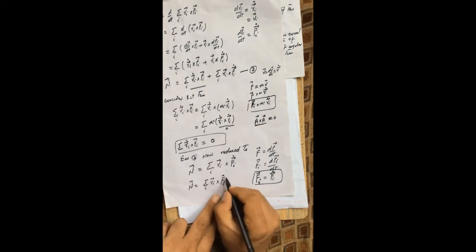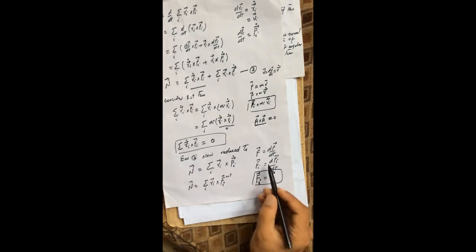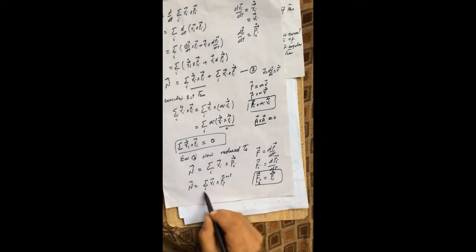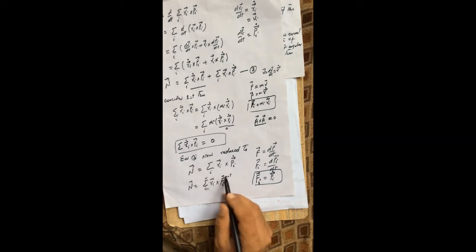But this is the net force acting on the system, because here we have the ith particle, but here it is the whole system, because we have the summation with i started from 1 up to n. So it means that we are calculating the torque of the whole system. So this force will be the net force.